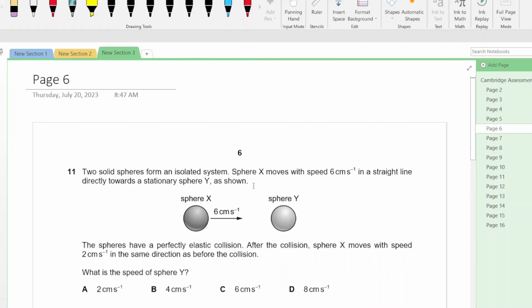At 11, two solid spheres form an isolated system. Sphere X moves with speed 6 centimeter per second in a straight line directly toward a stationary sphere Y, as shown. The spheres have a perfectly elastic collision. After the collision, sphere X moves with a speed of 2 centimeter per second in the same direction as before the collision. What is the speed of sphere Y?